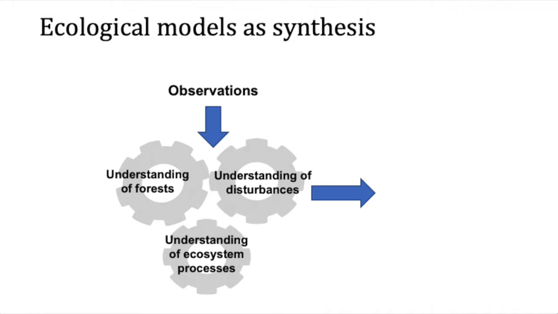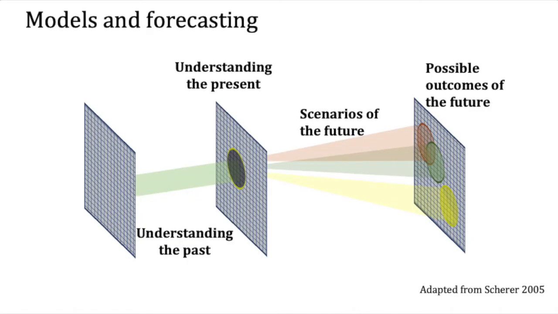Okay, so models are really awesome because once we input information about what we know about the past and also what's happening right now, we can start using projections and do scenario testing within the model, right? We can say, okay, if we manage this particular way, how does it affect our forest into the future?